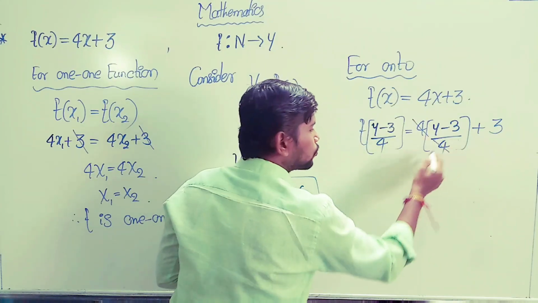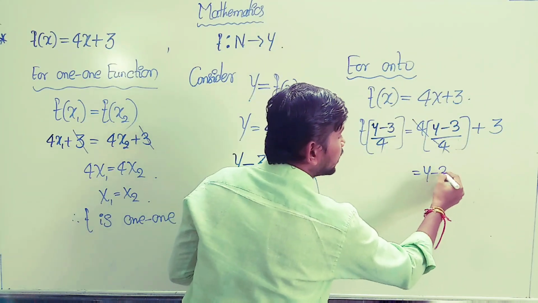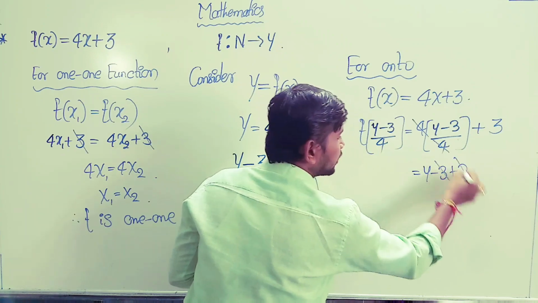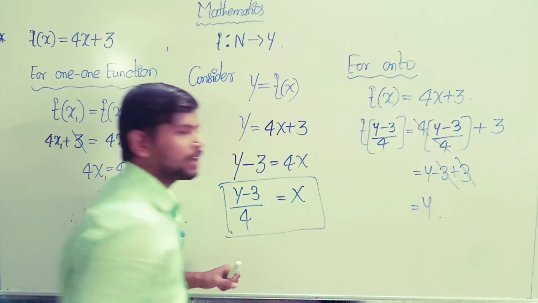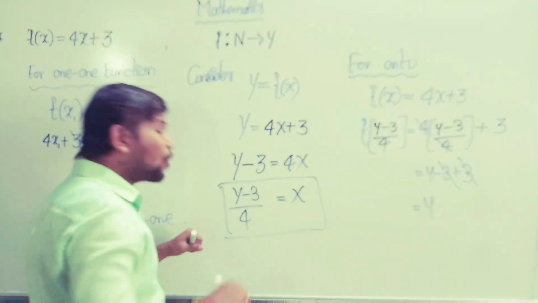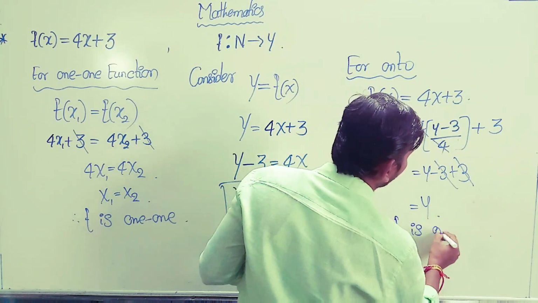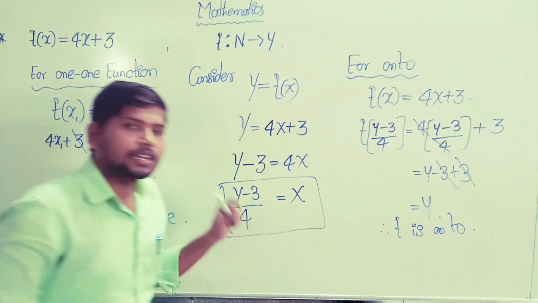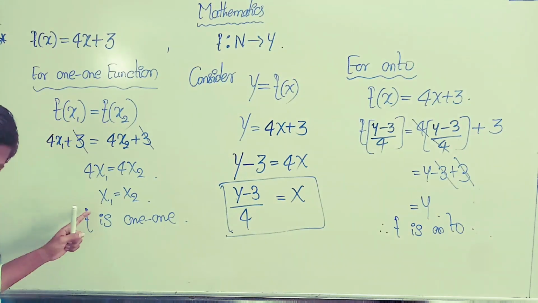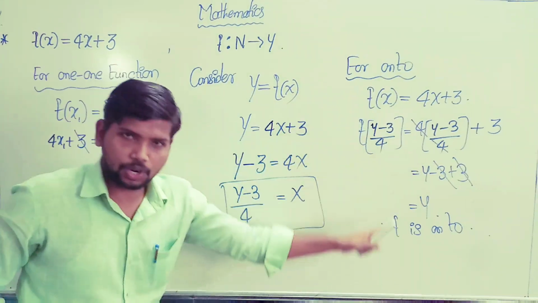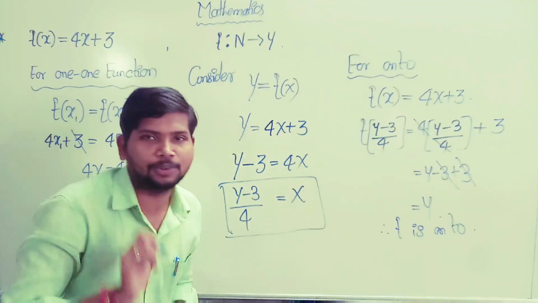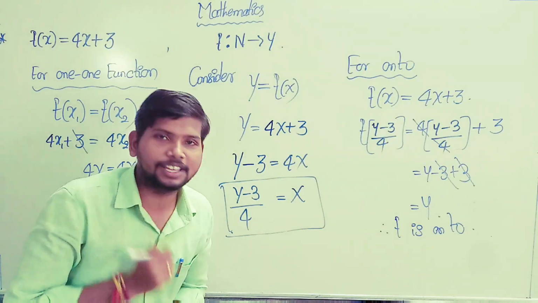After this one, 4 will be cancelled. y minus 3 plus 3, minus 3 and plus 3 cancelled. We got y. Yes, it is onto. Therefore, f is onto. It means the given function is one-one as well as onto. Then only the inverse will exist.